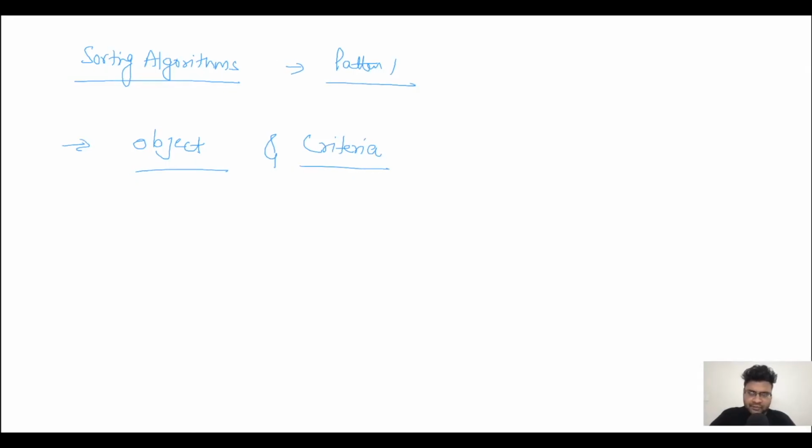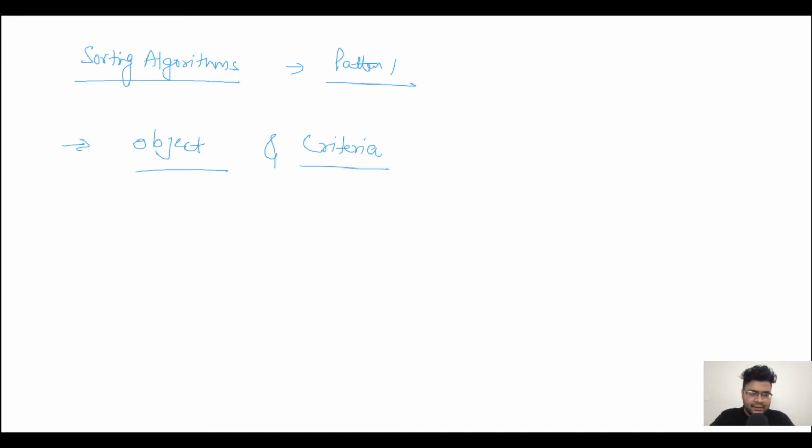So in the last video, we looked at the definition of custom comparator as well as lambda function. Now we will discuss certain patterns of questions which we will see in sorting algorithms, and how we can solve them using custom comparator and lambda functions, right? So the first pattern which I want to discuss is object and criteria.